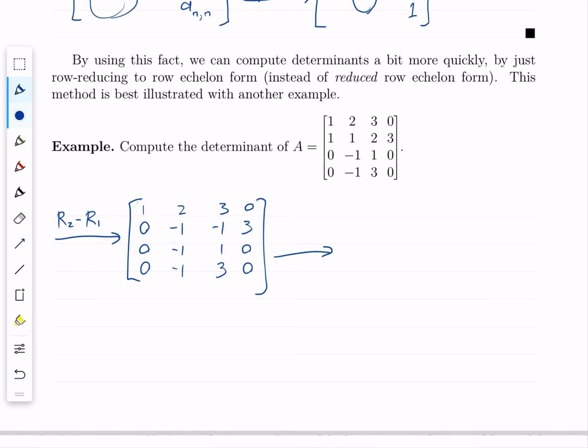I'm also not going to worry about rescaling the leading entries to be 1s, because again, I'm only going to row echelon form, not reduced row echelon form. I can save myself that little bit of work. All right. If you want to rescale this leading entry so that it's 1, that's fine. You can do that, but I'm not going to do that. I'm just going to go straight to row 3 minus row 2, and row 4 minus row 2.